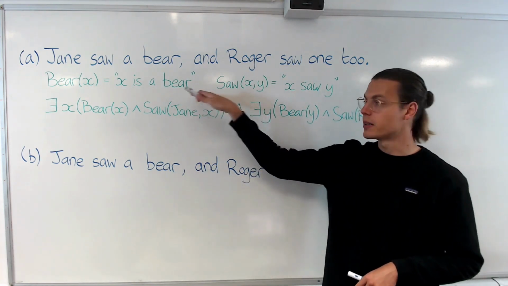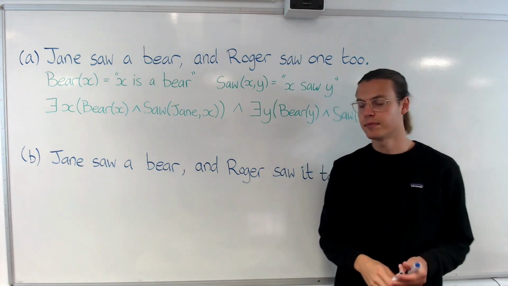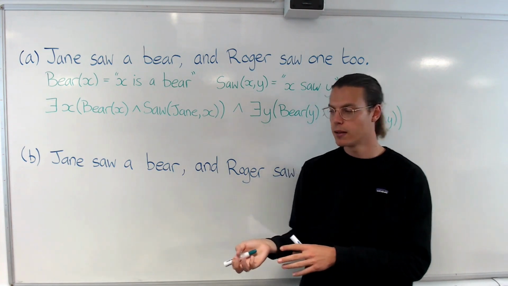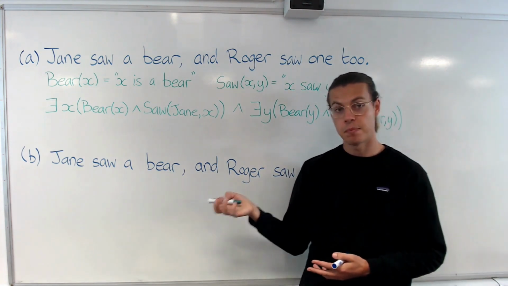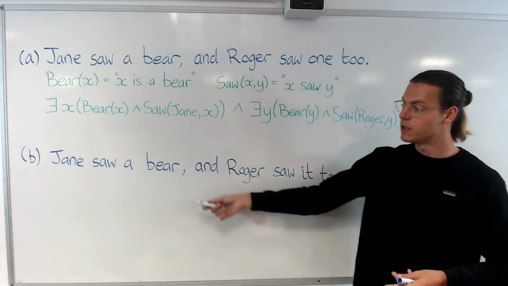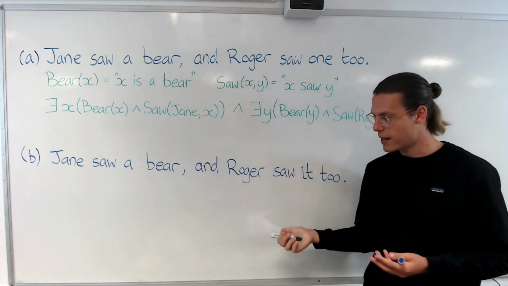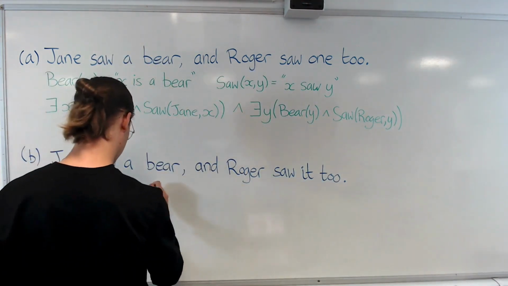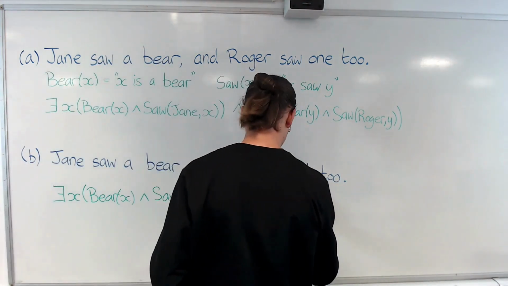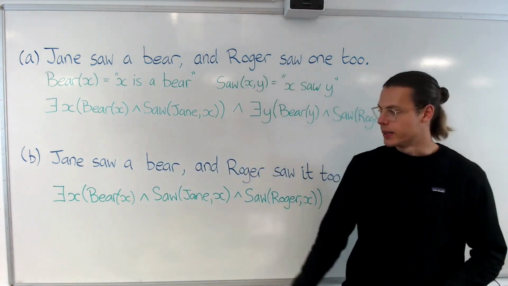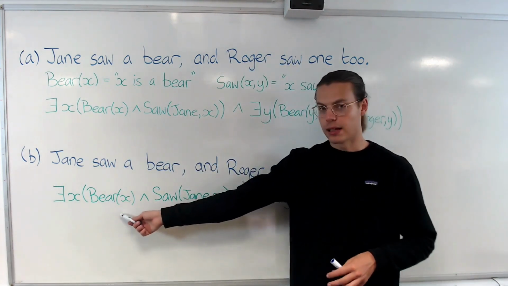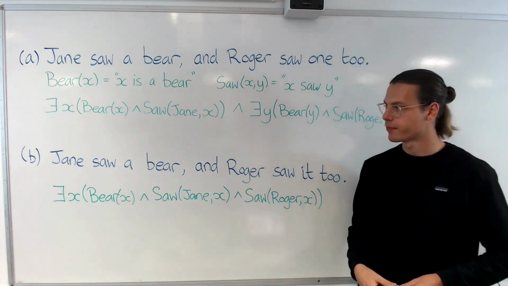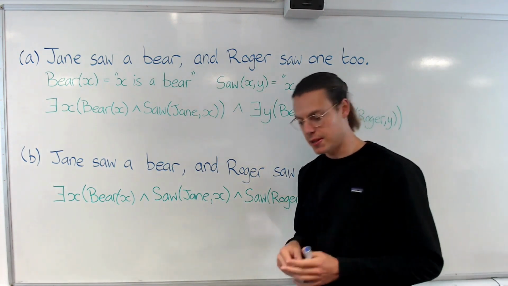So I'm going to use the same predicates, bear x and saw xy. And I want to say that there is something x such that x is a bear and Jane saw x and Roger saw x. There is something x such that x is a bear, Jane saw x, and Roger saw x. Let's look at a couple more statements.